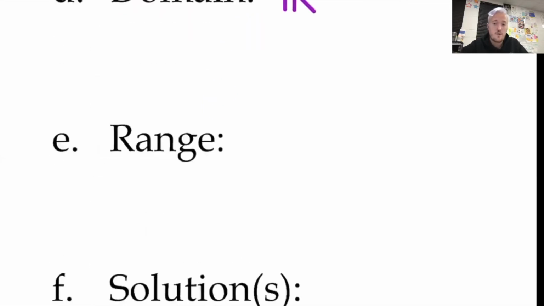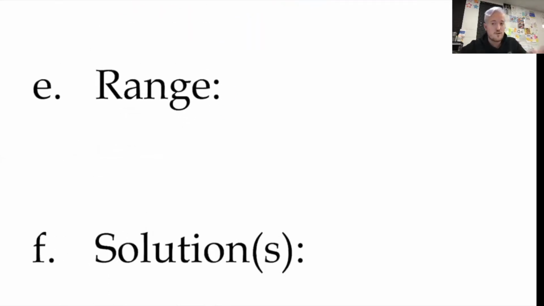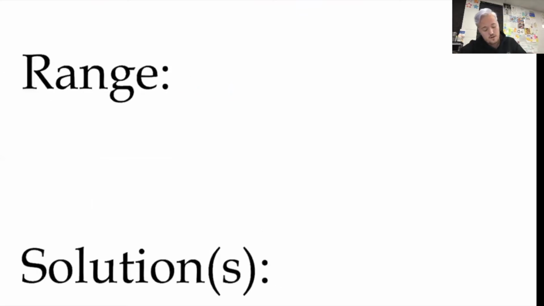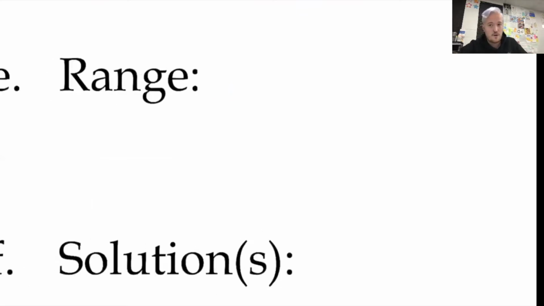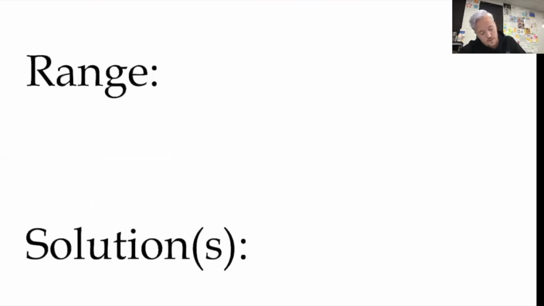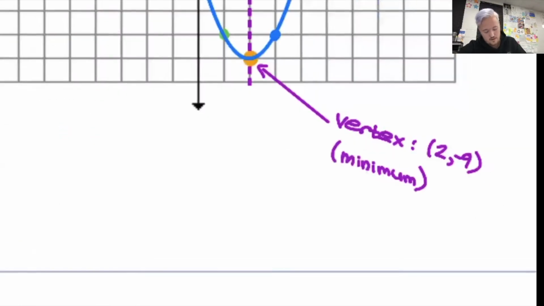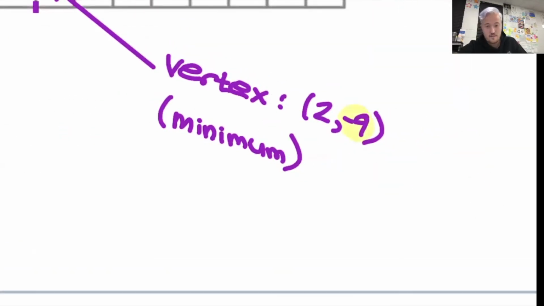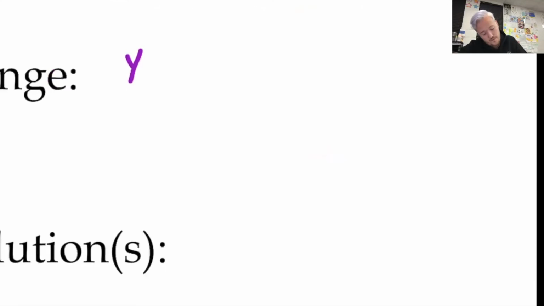And now I want to look at the range. Remember, the range is kind of the tricky one. You have to look at the y value of the vertex. This is going to be written in regards to y. And the y value of my vertex over here is -9. So I know that's going to be my value in the range. So I want to write y and -9.